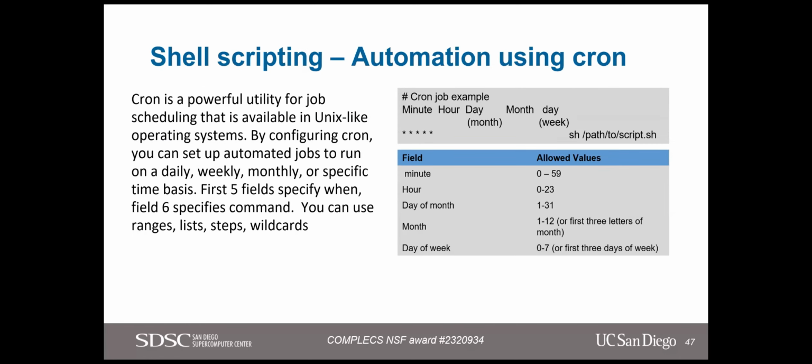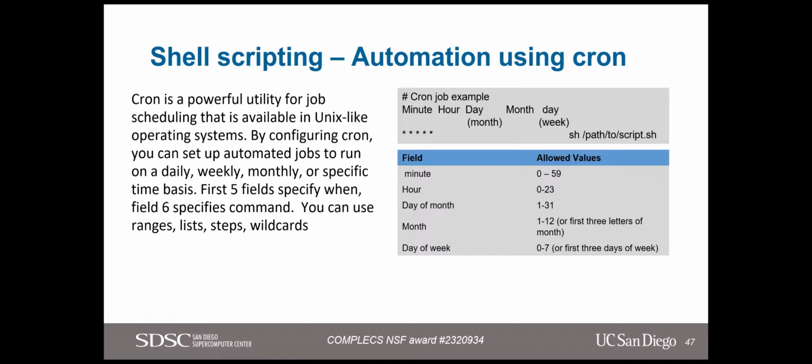Automation is very helpful. One of the great things about shell scripting is that you don't have to do everything every time, and you don't even have to be awake to do these things. So in Unix, we have a crontab, and that can dictate when you run something. You can limit it to what minute it runs, what hour, the day of the month, the month that you're running it, and the day of the week.